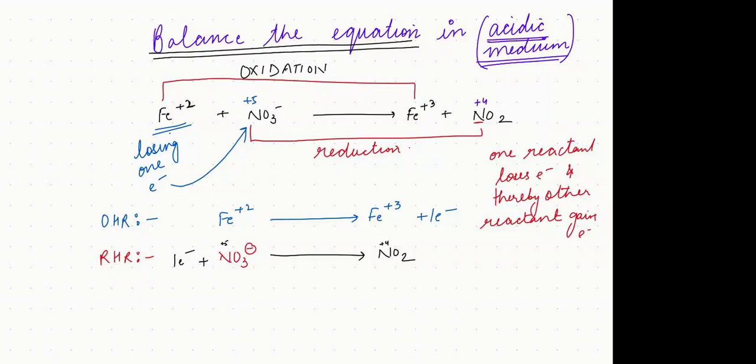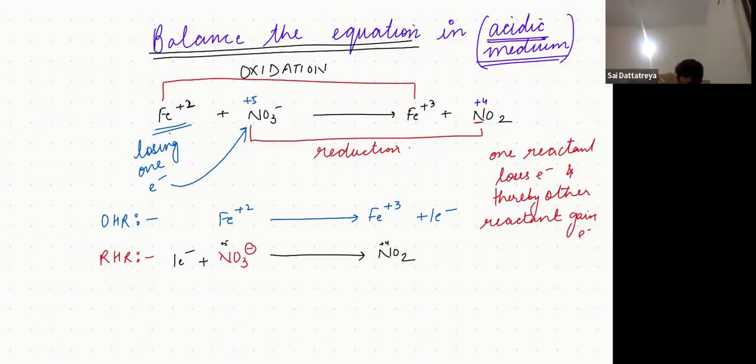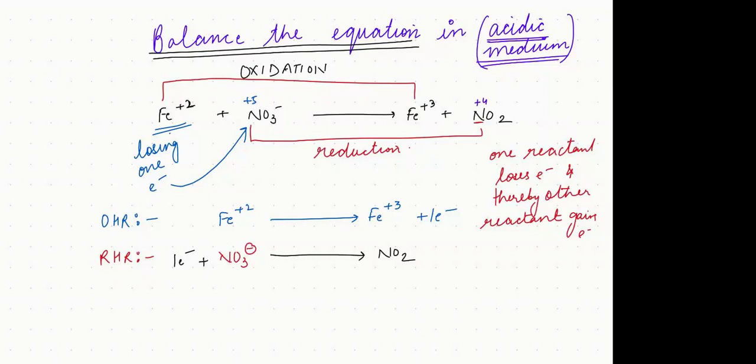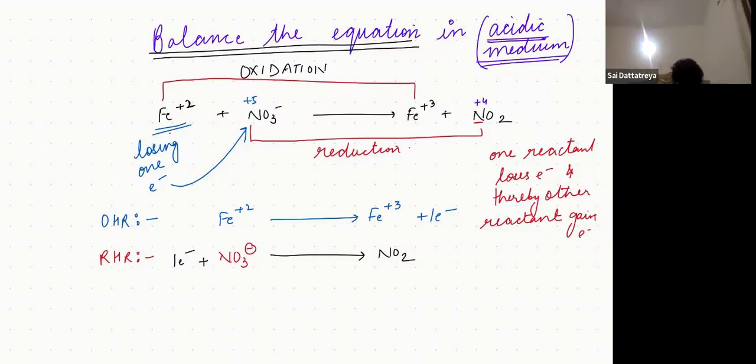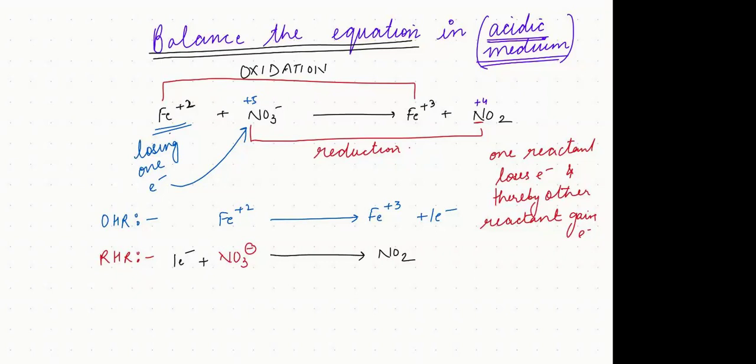Did you understand the point? Any doubts in this? Got the point? Now when you add this up, what do you get? One electron cancels one electron.